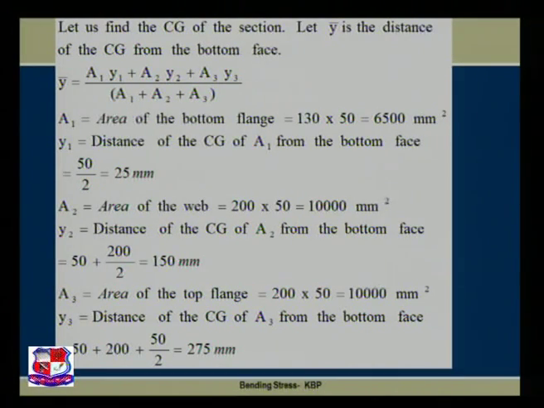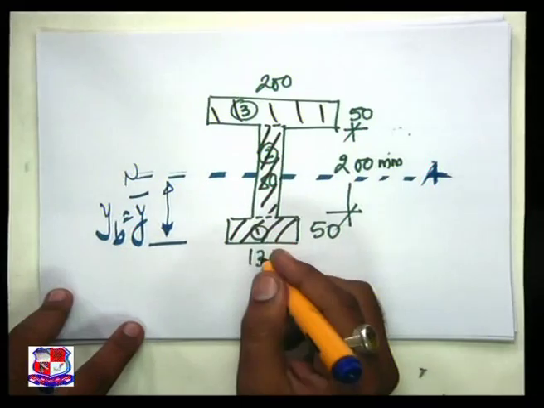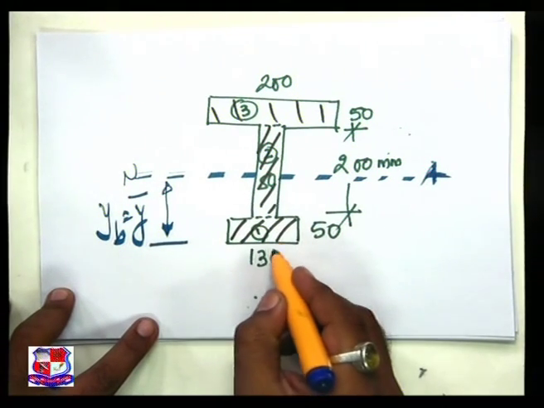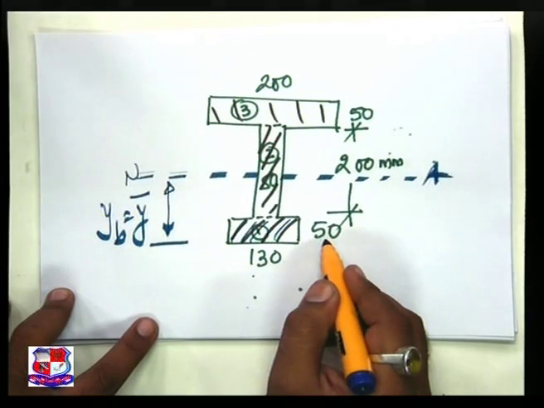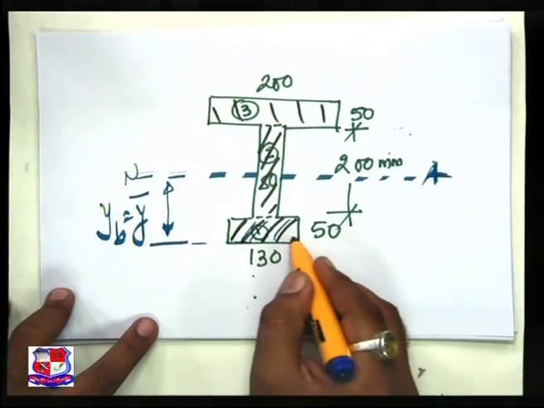So A1 is the area of the bottom flange, 130 cross 50, that is 6500 mm square, where y1 is the distance of the CG of area A1 from the bottom face, that is 50 by 2, that is 25 mm. If you want to refer the figure, please come on to this particular tabletop. Area, this one, that is 130 into 50.